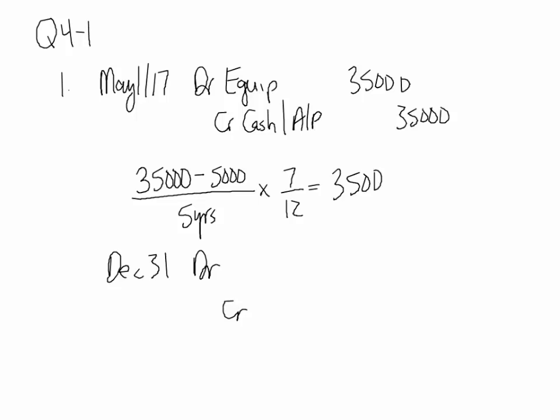Debit depreciation expense, absolutely, because we've had the use of the equipment, and as soon as I say the word use, we know that expenses have got to be involved, because expenses, the definition is used, consumed, or incurred to help generate revenue, and we've used this. And then accumulated depreciation is credited, absolutely, thank you so much. So we got depreciation expense for $3,500 and credit accumulated depreciation for $3,500.